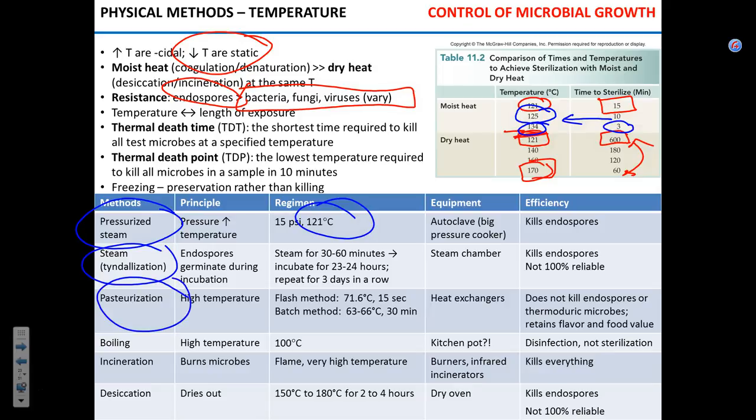Pasteurization. Different temperatures. So there are two protocols here. Flash method, 72 degrees, 15 seconds. It's an industrially used method, say, the milk-producing facilities, like milk plants. They sterilize milk by running it through the heat exchangers.